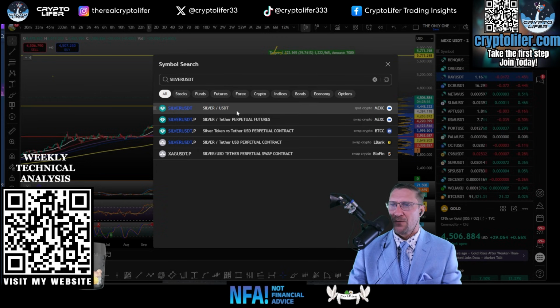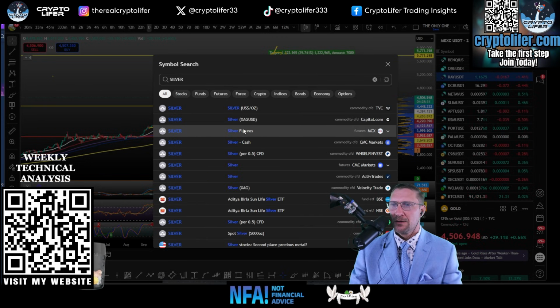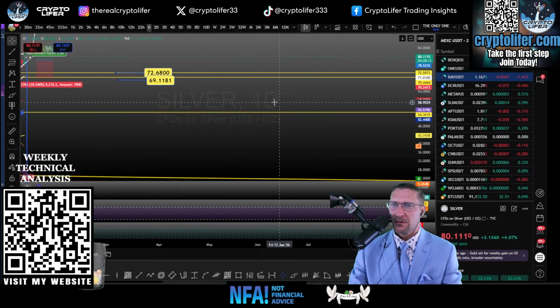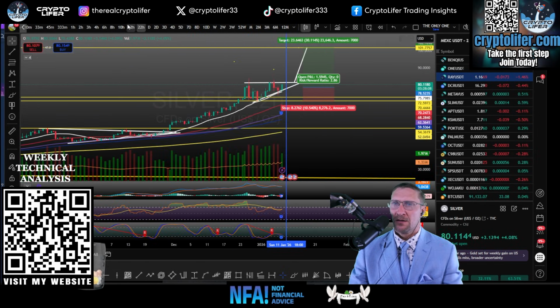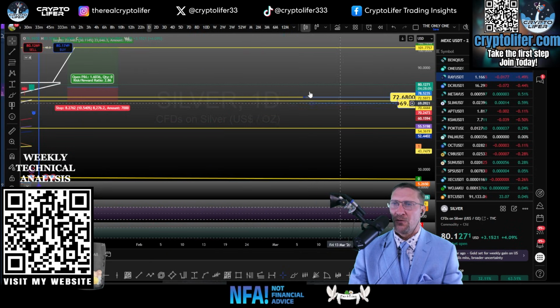Silver will obviously follow gold. It will do the same thing. Not exactly, but most likely, you know. And you'll see them pump together. Silver's just more in the flag that gold was in a few weeks back. Like, look at this beautiful flag on silver.